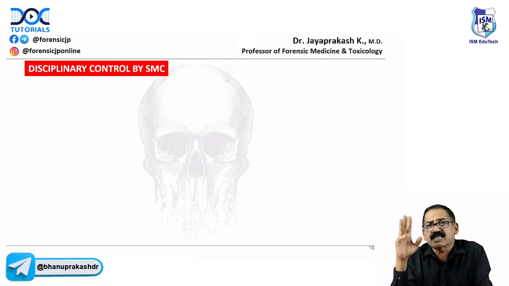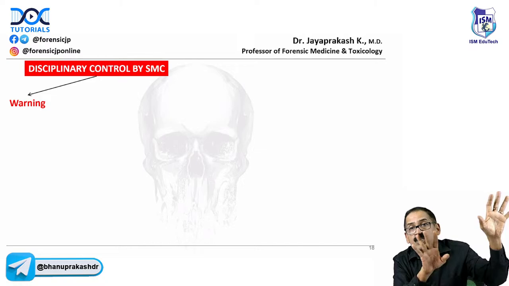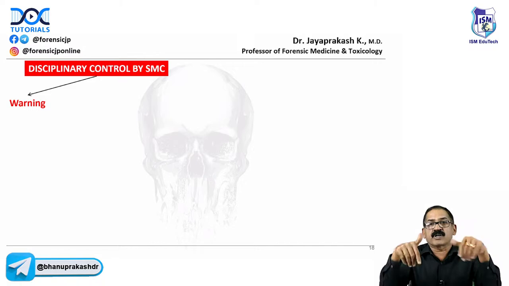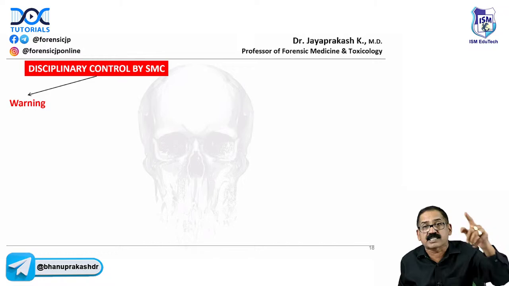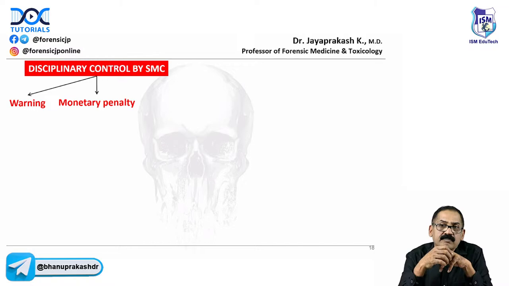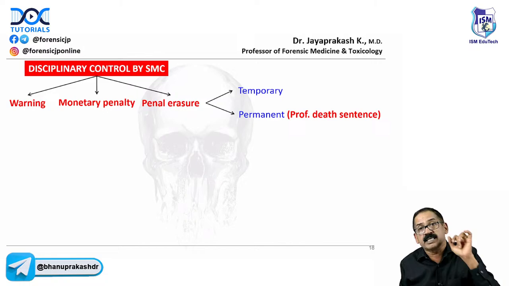What are the disciplinary actions taken by the state medical council or even the National Medical Commission? They can take three actions. Number one, warning. Make it a point, warning notice is not a disciplinary action. Warning is a notice. If a doctor has put a huge signboard in front of his clinic, and somebody lodges a complaint, then the medical council may say, look doctor, you have put such a huge signboard in front of your clinic. Immediately remove that, otherwise we are going to take stringent action. That is warning. Number two, monetary penalty. Maybe 10,000 rupees, 1 lakh rupees, 2 lakh rupees, I don't know. Number three, removal of his name from the medical register, which may be temporary or permanent. The permanent erasure is also known as professional death sentence.